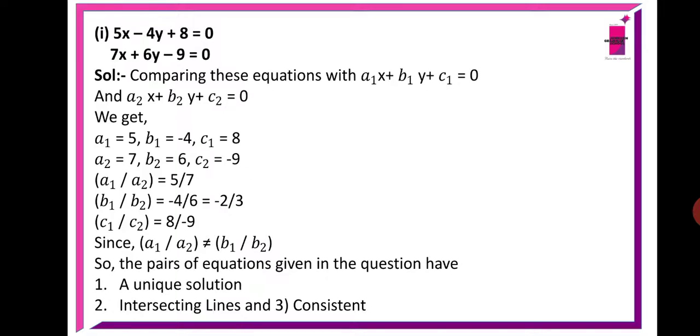The ratios are 5 by 7, minus 2 by 3 and 8 by 9. Here, since a1 by a2 is not equal to b1 by b2, the pair of equations given in the question has a unique solution, intersecting lines, and they are consistent.